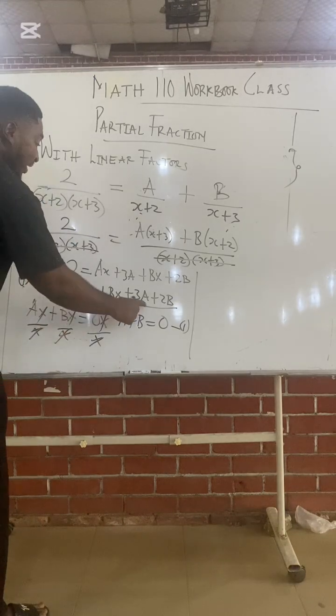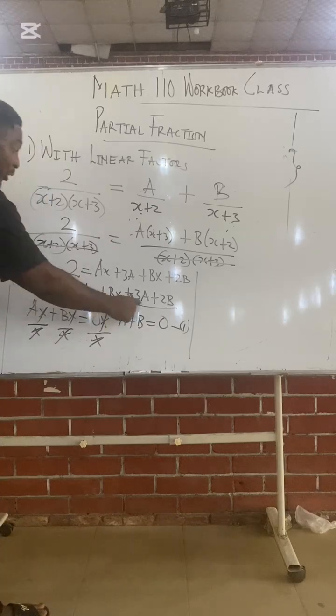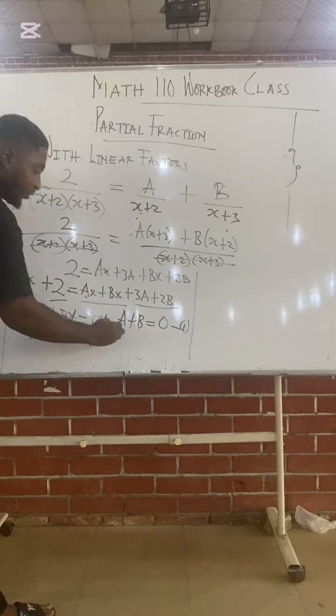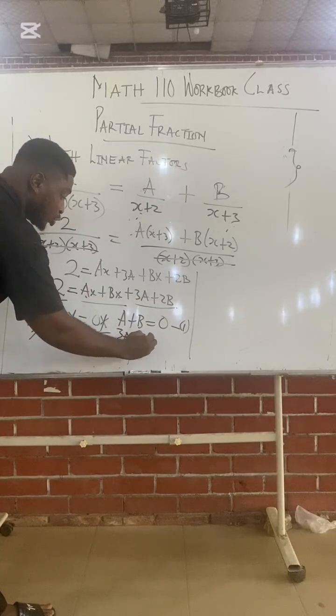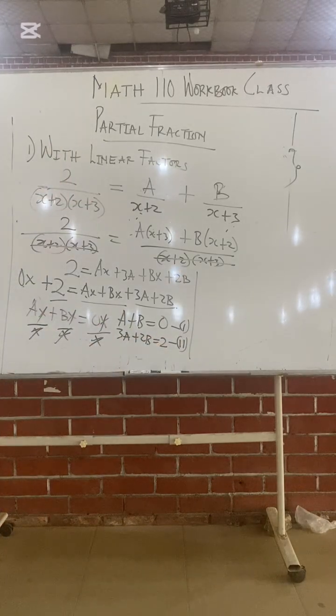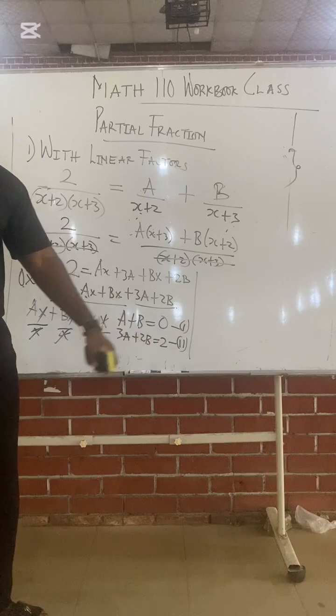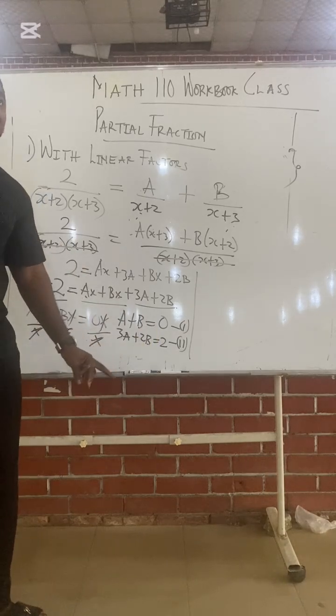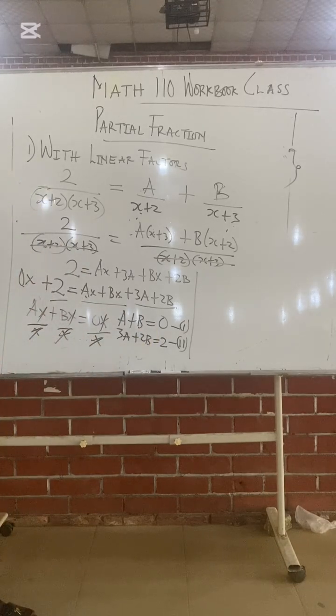And don't forget, equate those that don't have x to those that don't have x. 3a plus 2b must be equal to what? 2. Equation 2. Follow. So a plus b equals 0, equation 1. 3a plus 2b equals 2, equation 2.